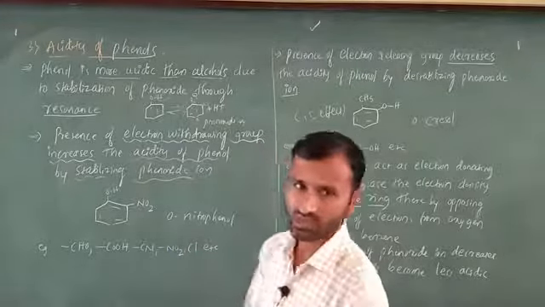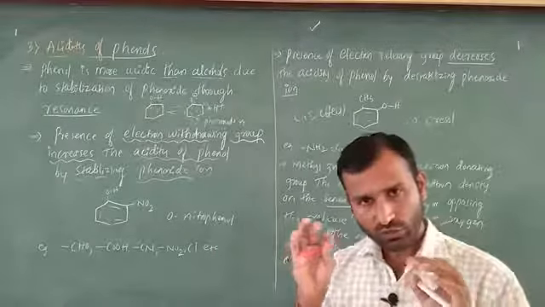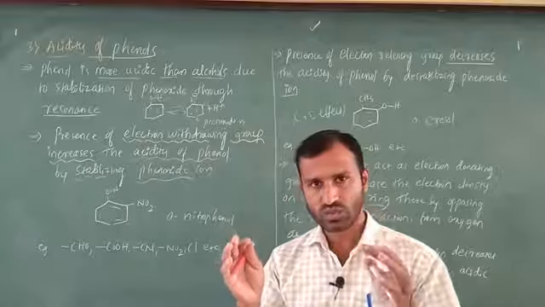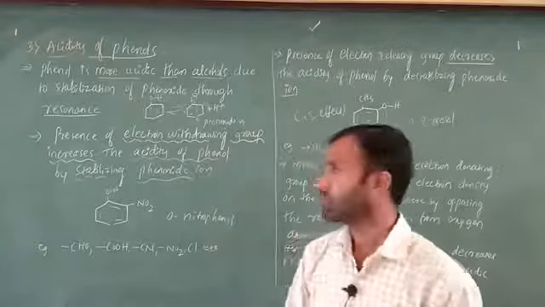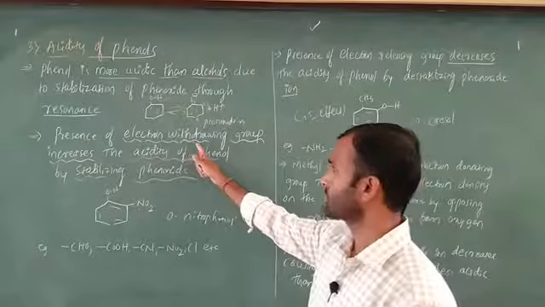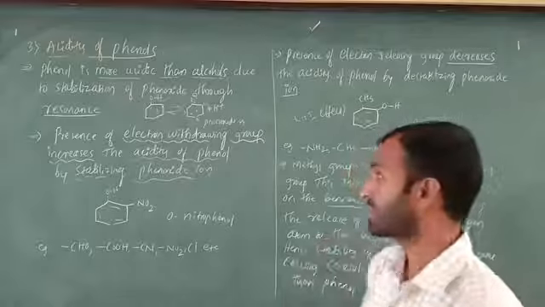Next question, in this case orthonitrophenol is more acidic compared to phenol. Comparison is the most important. Orthonitrophenol is on one side, phenol on the other side. Out of these two, which is more acidic? Obviously orthonitrophenol, because our heading is: presence of an electron withdrawing group increases the acidity of phenol by stabilizing the phenoxide ion.